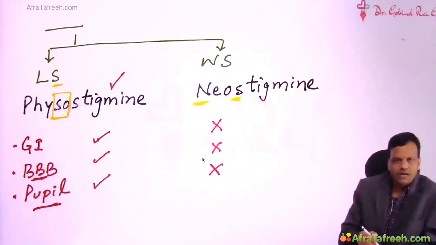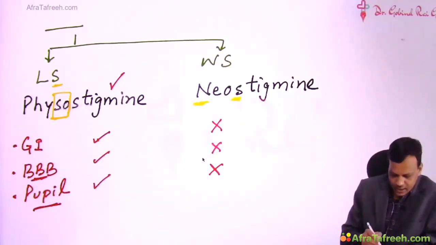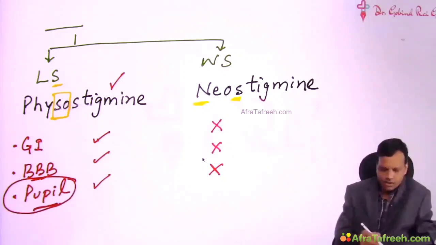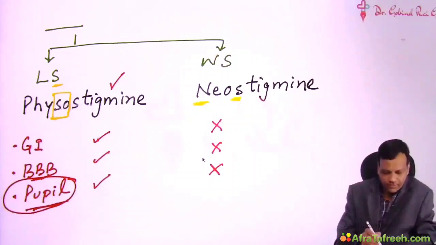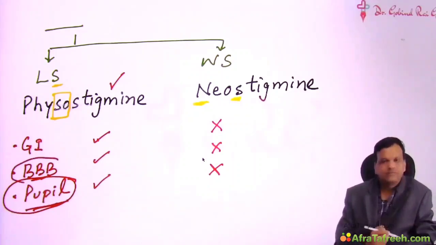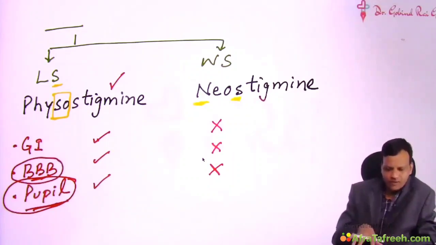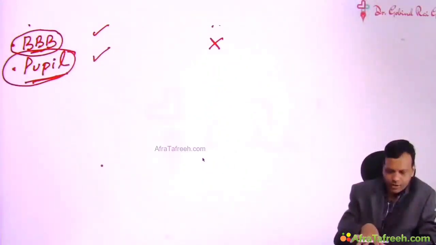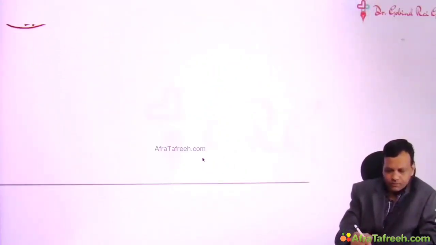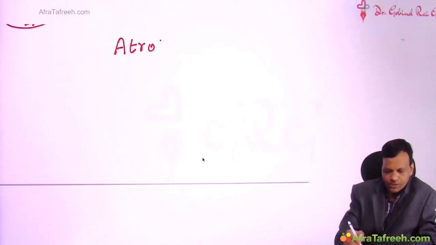So the lipid soluble drug physostigmine, we discussed, can cross the corneal membrane. So it can be used in angle closure glaucoma. Second thing, physostigmine can enter the brain. In the brain, a very, very important use of physostigmine is that it can be used for atropine poisoning. In fact, physostigmine is the drug of choice for atropine poisoning.